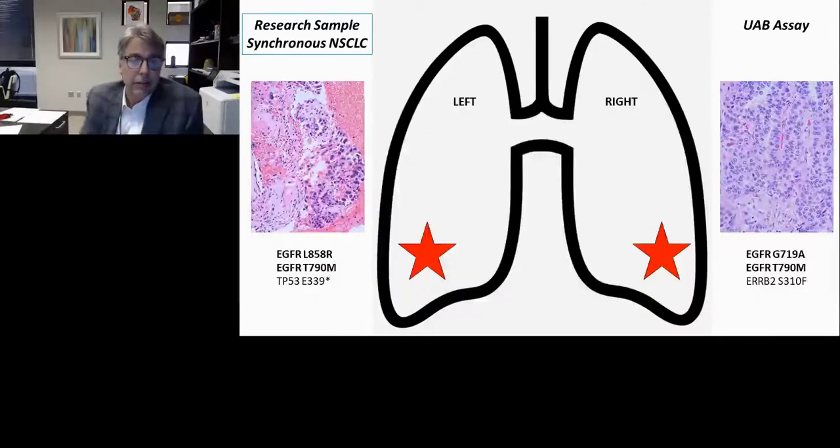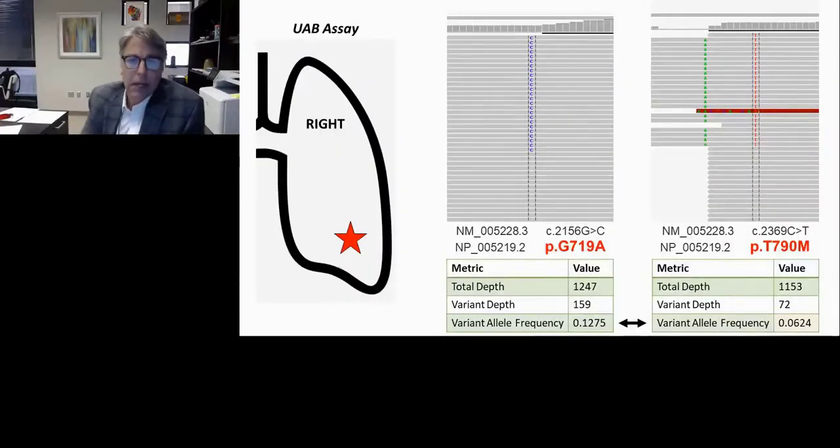Now I'd like to finish this talk by describing a really interesting research case we had of a sample that had bilateral lung cancer in each lung, the right lung and the left lung. And when we sequenced both of these lung tumors from the same patient, we saw that on the right lung, there was an activating mutation in the EGFR gene. It changes the glycine at position 719 to an alanine.